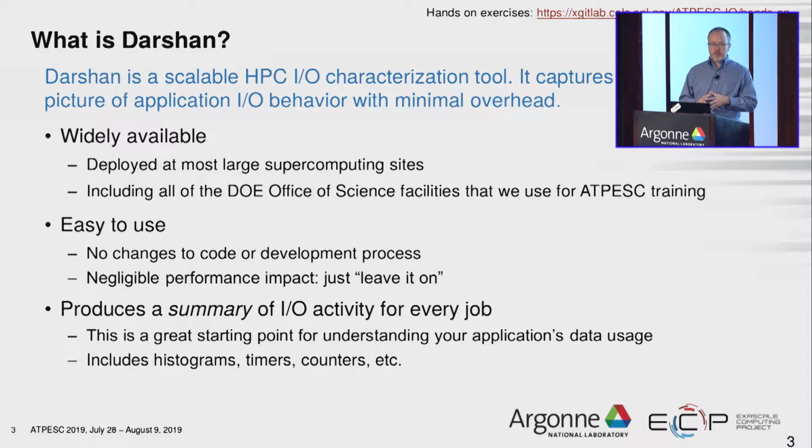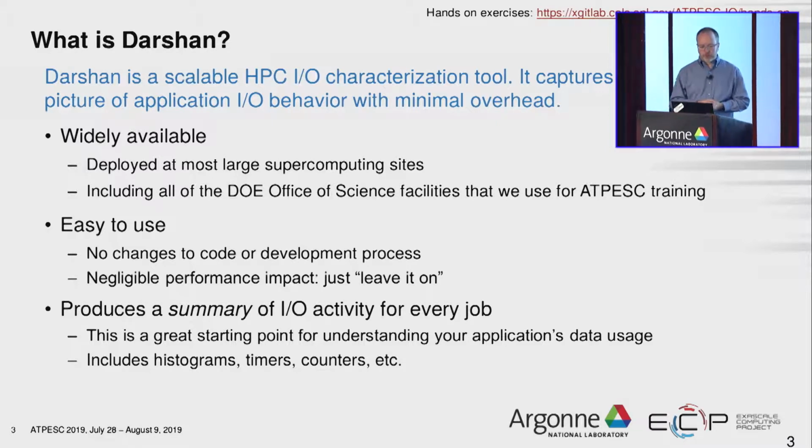It's easy to use. Once you've got Darshan set up, you don't change your application. You don't really have to opt into it or anything. You just run your code and leave it on, and it does what it's going to do. The important step is once your application has run, you have a summary, and the question is, what do you do with that summary then? How do you look at it to understand what's going on? And that's a lot of what we'll talk about this morning.